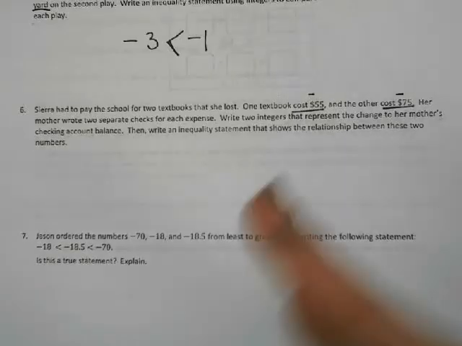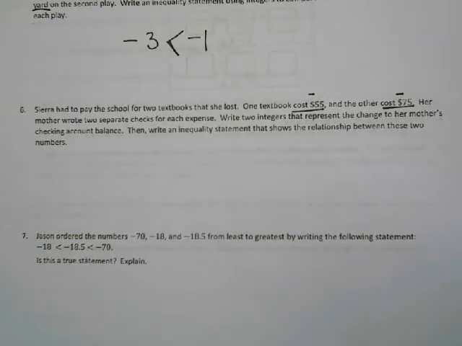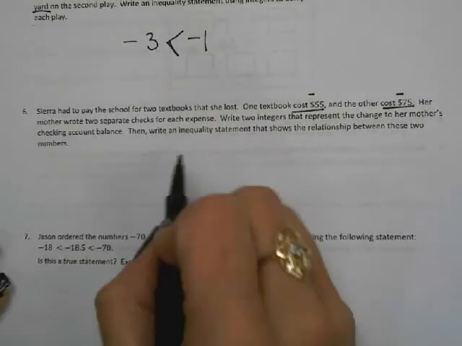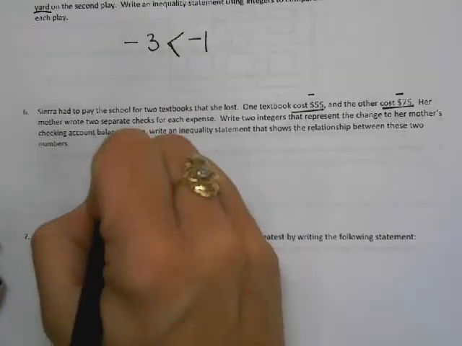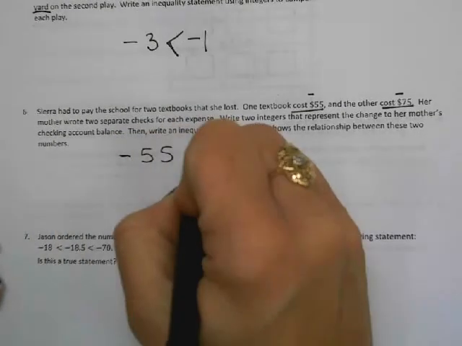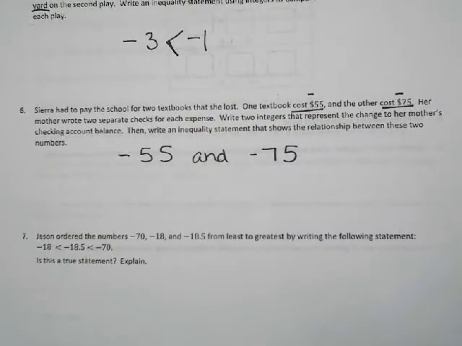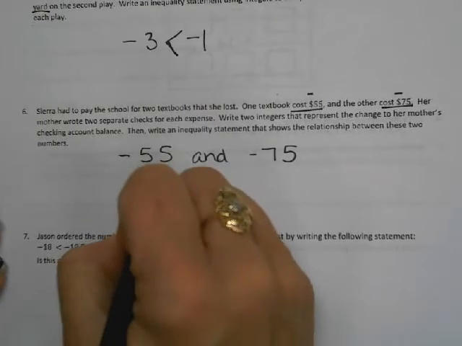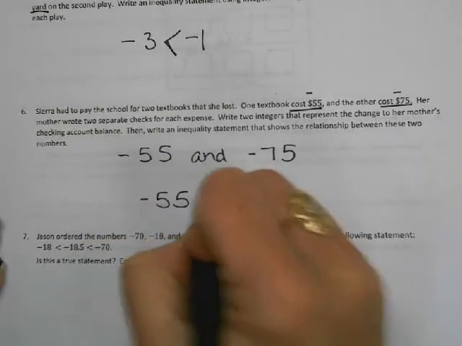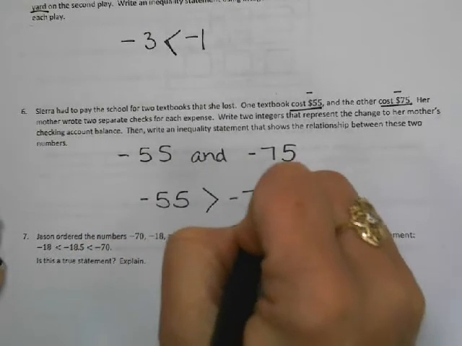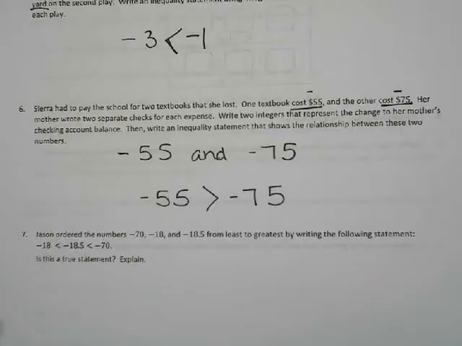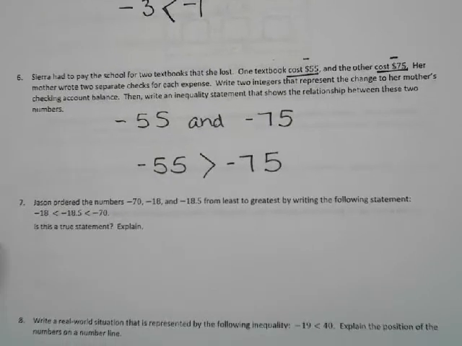Notice it said integers because we don't have a decimal or a fraction. So we have 55 and 75. So the 2 integers that I have are -55 and -75. So now I have to think about the order of those. The one that's the farthest from 0 would be my least number, right? And the one that's closest to 0 would be my greatest number. So one way I could write these is -55 is greater than -75. -55 would be closer to 0.